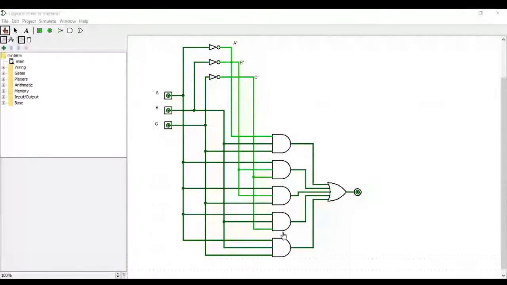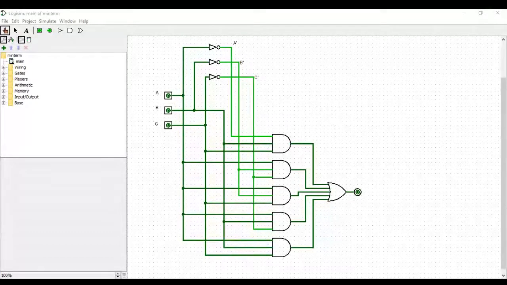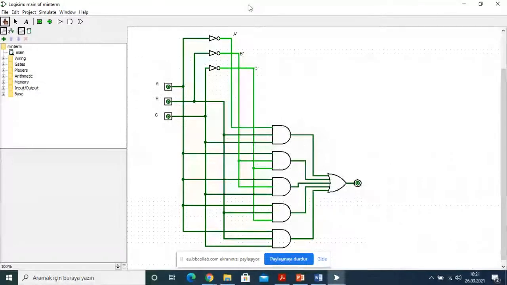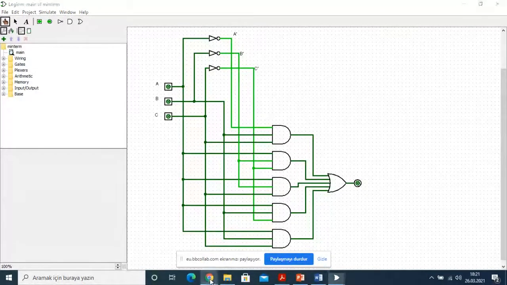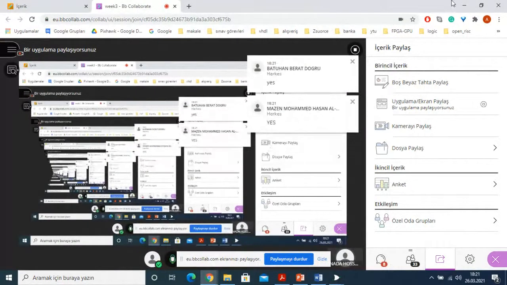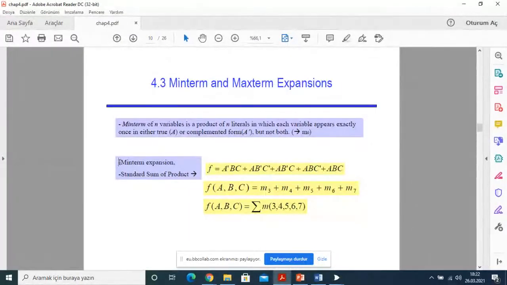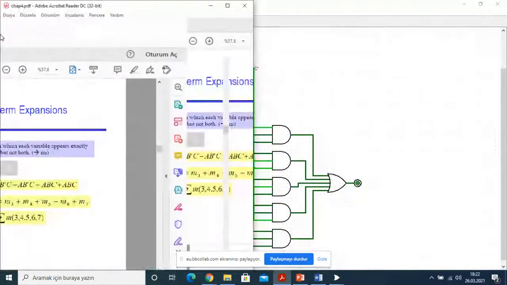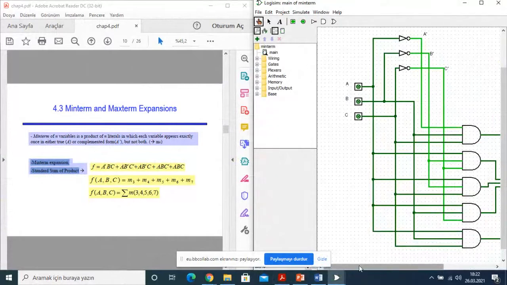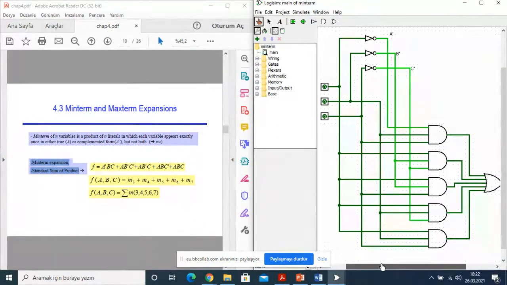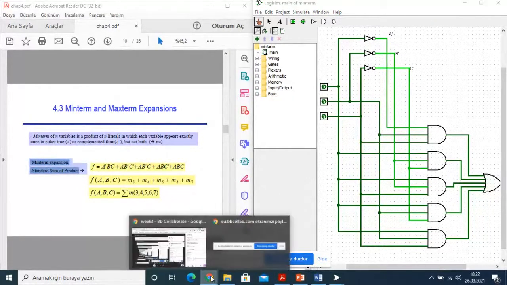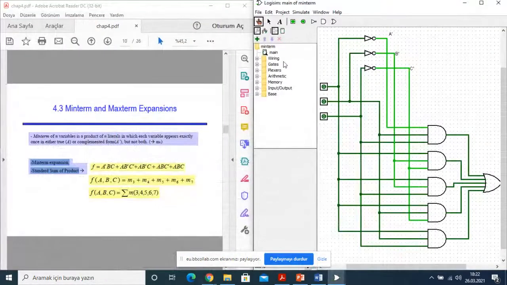Can you see that? Okay, let's share just... What about now? Can you see the Logisim? I think you're right. Yes, okay. This one is the min-term expression. Let's see like that. Can you see both of them? PDF and Logisim. Yep. Okay.